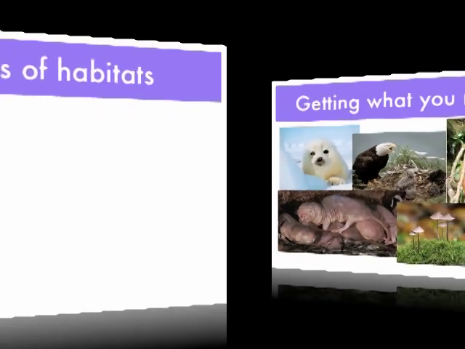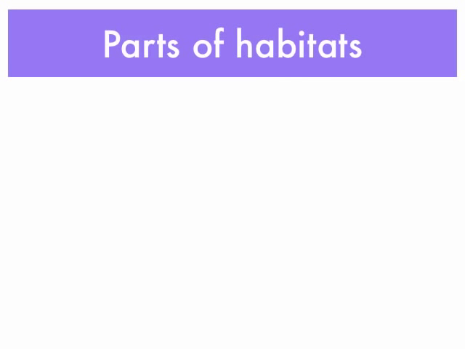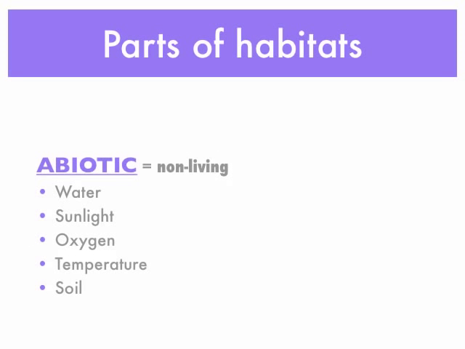When we talk about an organism's habitat, there are two main parts. Our first part is the abiotic, or the non-living parts. We're talking about how much water is there, how much sunlight is there, how much oxygen, really important in aquatic ecosystems. We talk about the temperature. Is it cold like in the Arctic, or is it warm and humid like in the rainforest? We can talk about the soil.